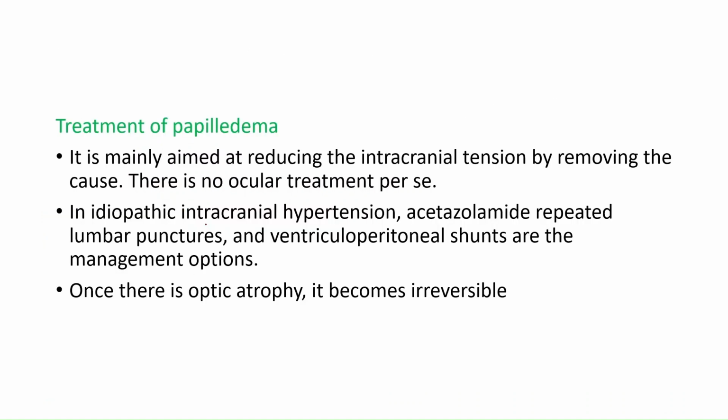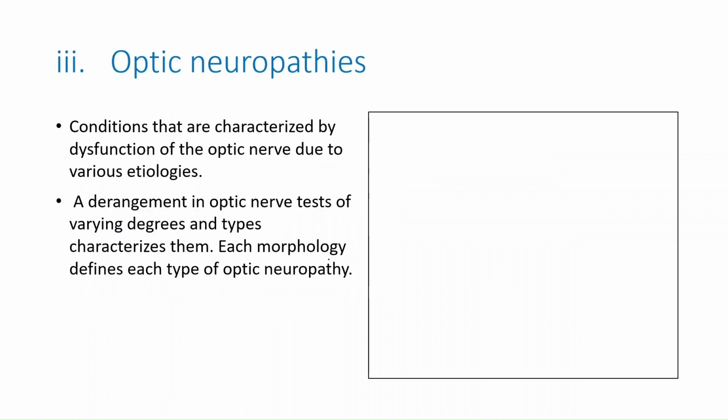papilledema. Treatment is mainly aimed at reducing the intracranial tension by removing the offending cause. So whatever the cause is, is it cerebral edema, is it meningitis, is it an intracranial space occupying lesion? All these have to be treated. There is no ocular treatment per se, but when the cause is not there, in IIH we need to give them drugs that decrease the intracranial tension in the form of acetazolamide, repeated lumbar punctures, and ventriculoperitoneal shunts and stents. Once there is optic atrophy, there is no treatment or comeback from this. So let us now deal with optic neuropathies.